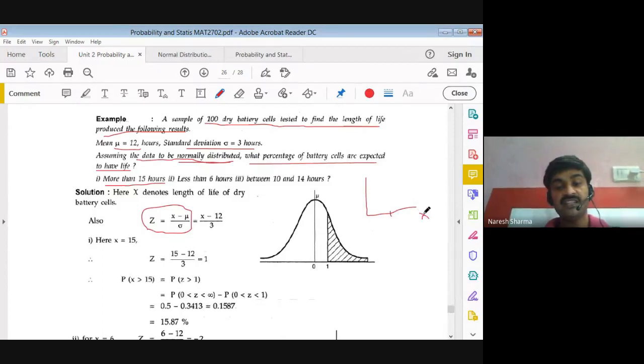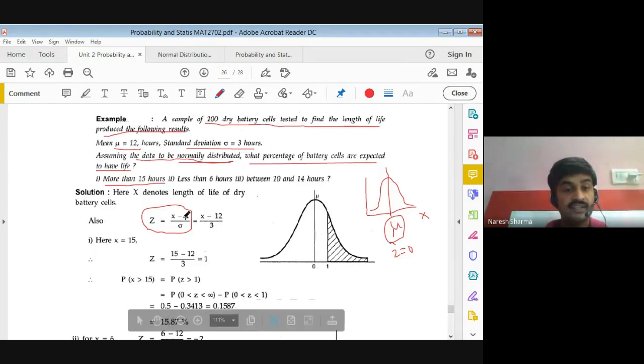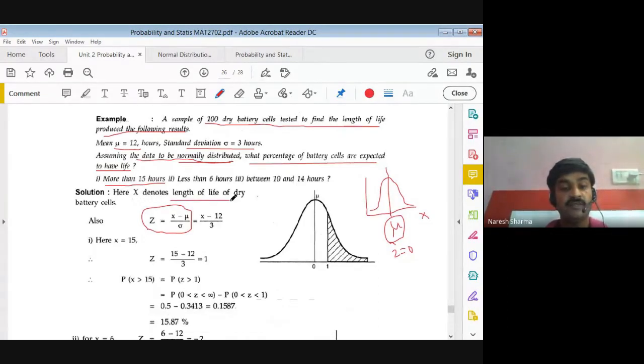If the variable is x and its mean is at this point, then in the case of z we just shift the y-axis to where mu of x lies. That means at mu, z is equal to 0. Where x is equal to mu, z is equal to 0. Here x is the length of life of the dry cell.